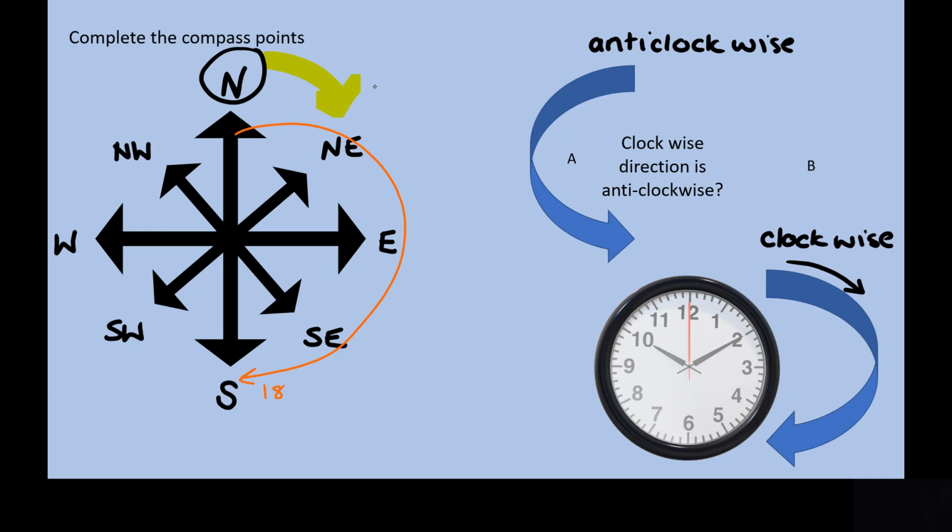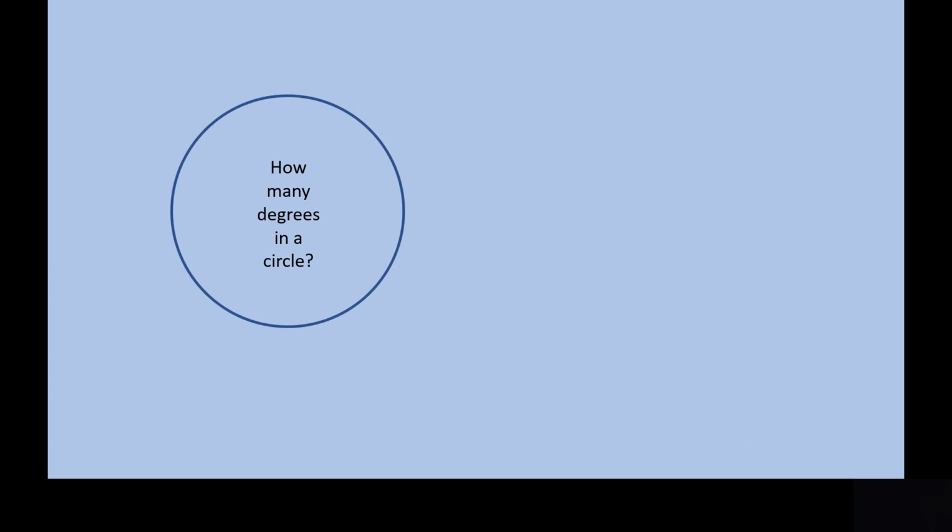that's 180 degrees. If we went past that, if we went all the way around to west, that's 270 degrees. That's all based on the fact that going around the whole circle is 360 degrees. So let's move on to the next slide. And I've just given you a bit of a clue for this one.